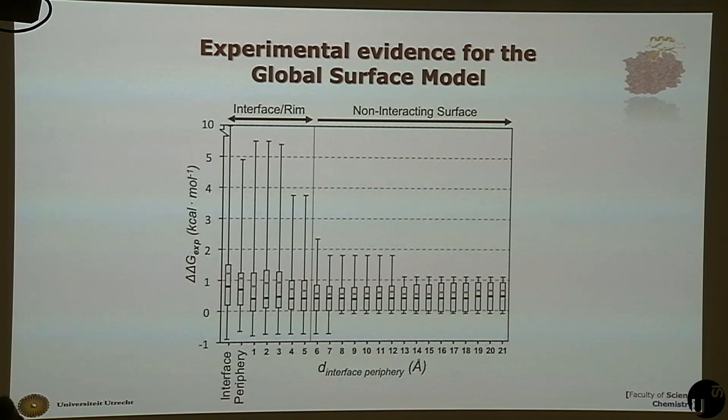So this is at the interface. So here you have huge changes. But as you move away, so this will be 5 angstrom from the interface, you see you go up to about 4 kcal per mole. But you can go up to about 12 angstrom, and you still see mutations that might go up to 1.5, 2 kcal per mole. So there are data out there that are indicating that this model is not so crazy.